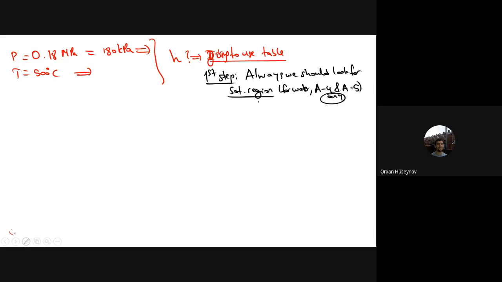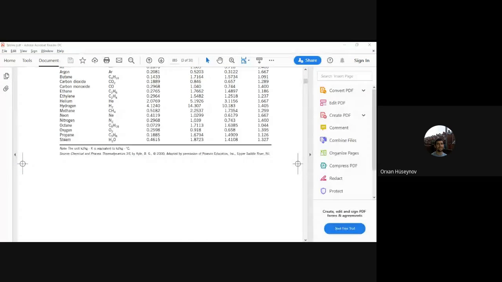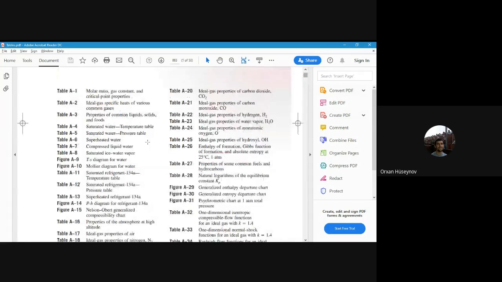Now I am switching the screen to the tables. Now you can see the tables on the screen. So I will go to the beginning of the table. You can see here, I'm looking for the saturated region. The first step is only the saturated region table.